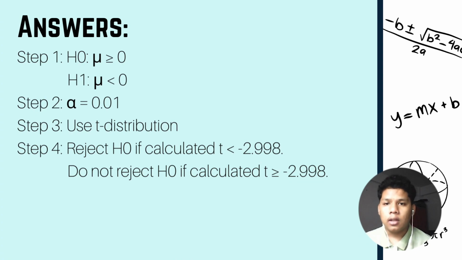And step three, use the t distribution. And step four, reject H null if calculated t is less than minus 2.998. Do not reject H null if calculated t is more than or equal to minus 2.998. So how to get the critical value: the method is the same as the previous question, or the same for any other question, which is we determine the degree of freedom and the significance level on a one tail test.